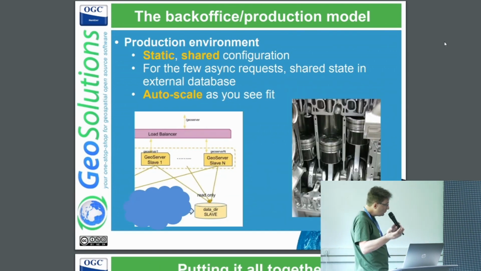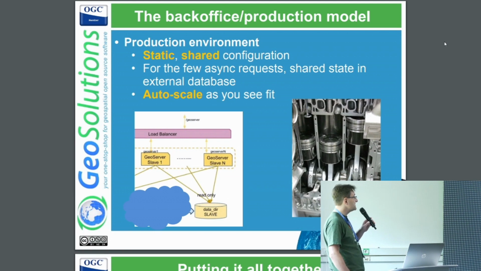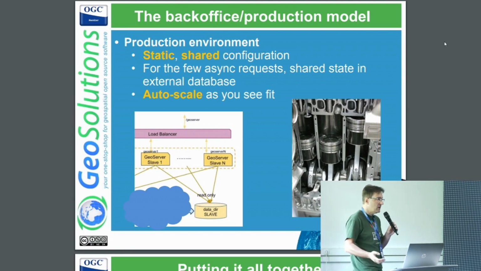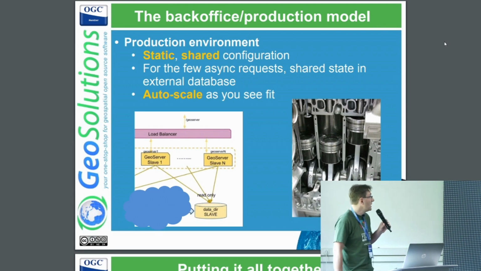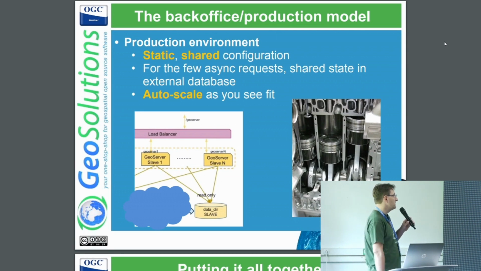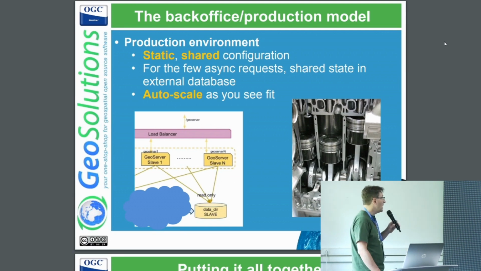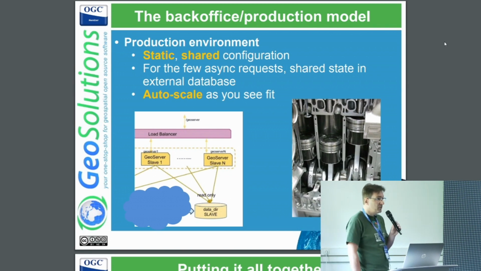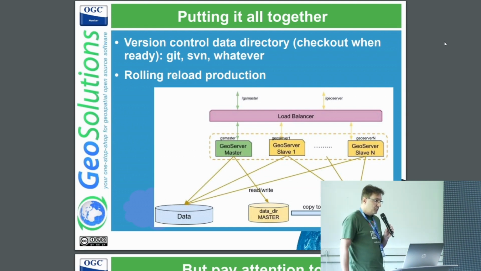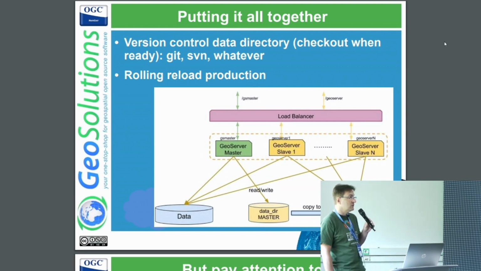When you're ready, you move the new configuration to the production environment, which is completely static, besides the few times, once a week, once a month, every hour eventually, where you have to make it reload the configuration. And at that point, the production environment is just easy to maintain. You can auto-scale it as you see fit. Nodes can go up and down without particular problem. And for the asynchronous requests, the shared state is in external databases. So this model is simple, has no moving parts when it comes to clustering, and it's the use case that we use the most.